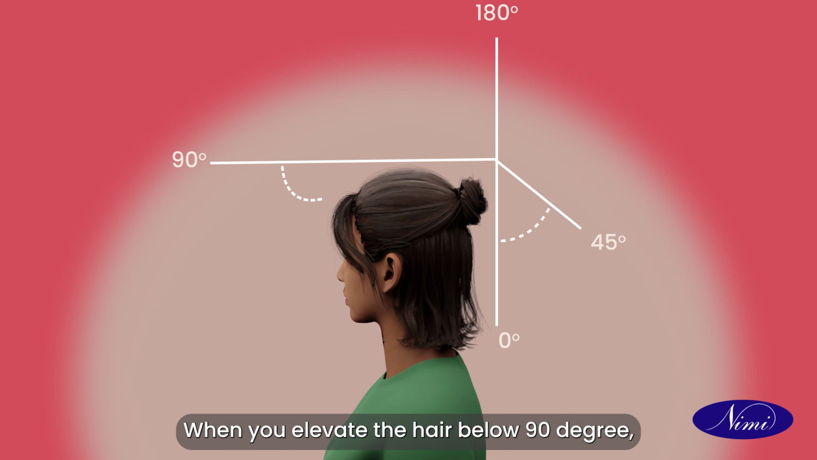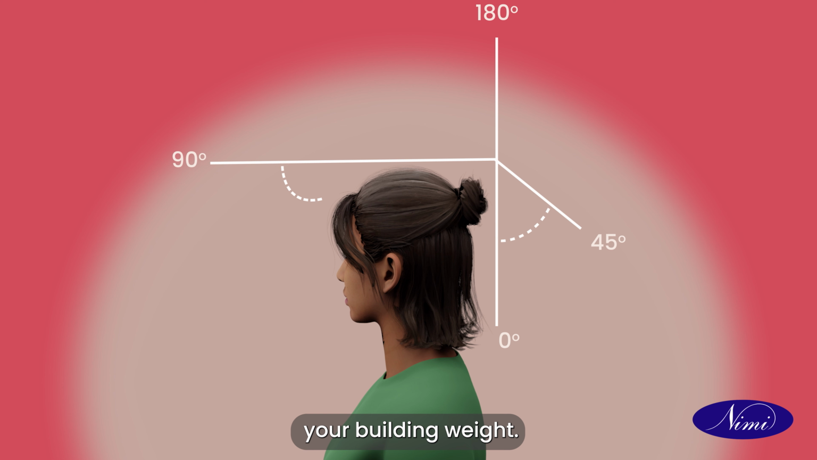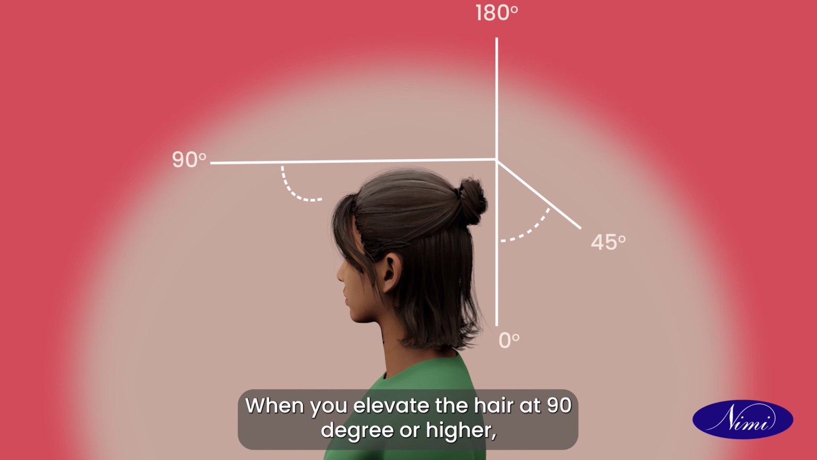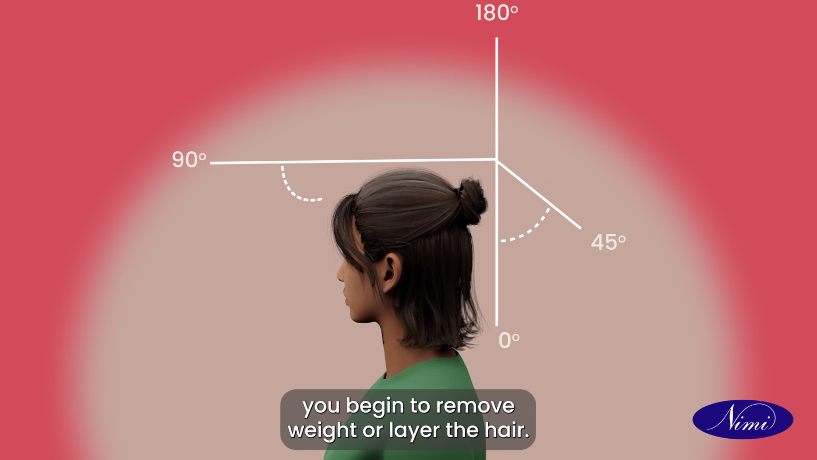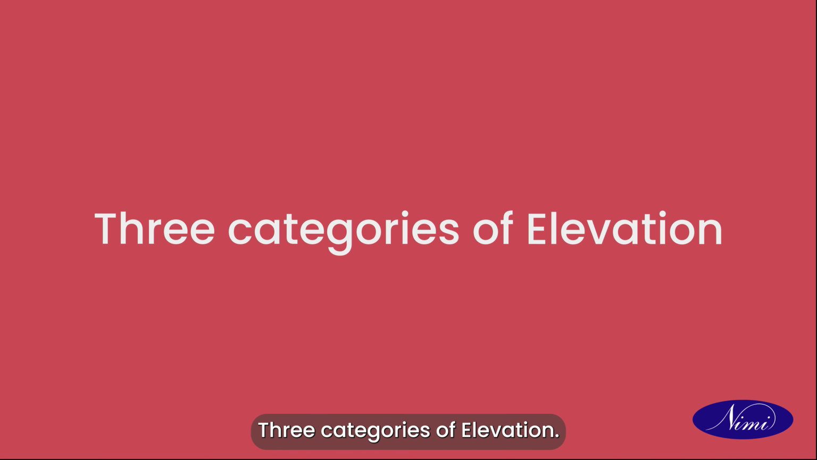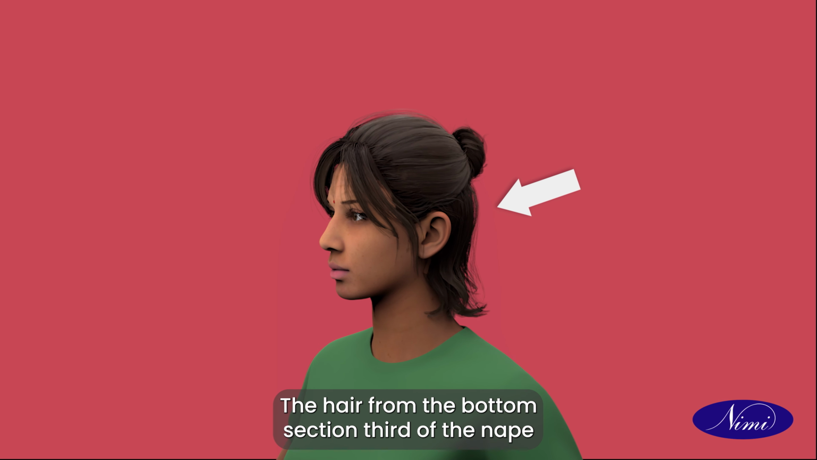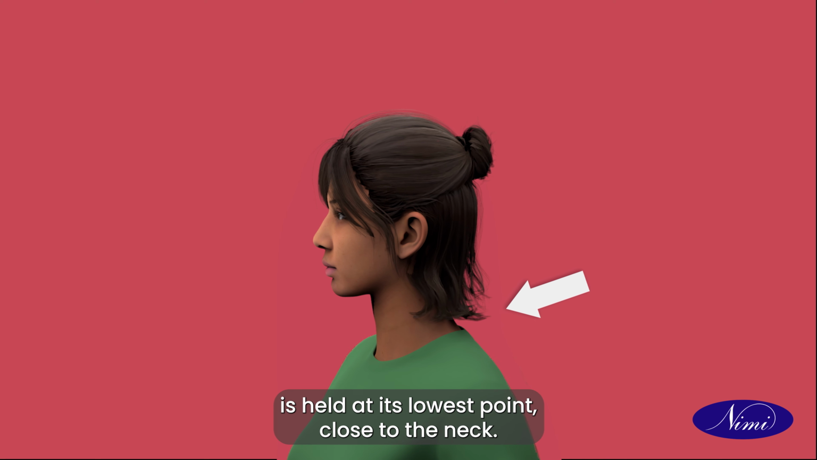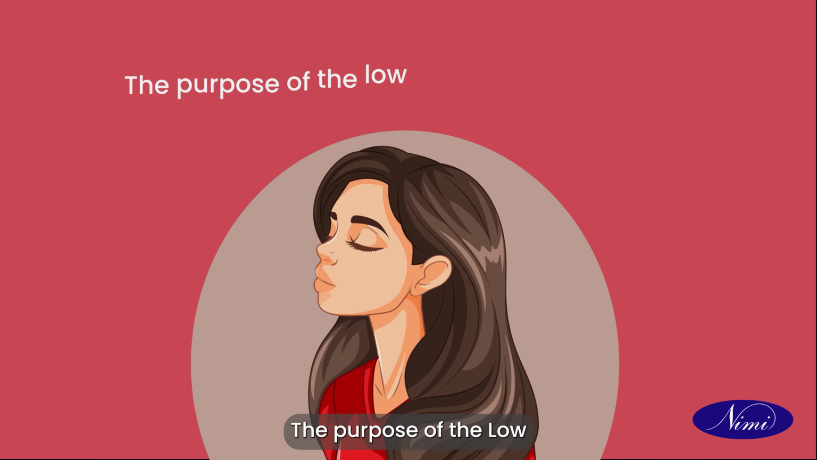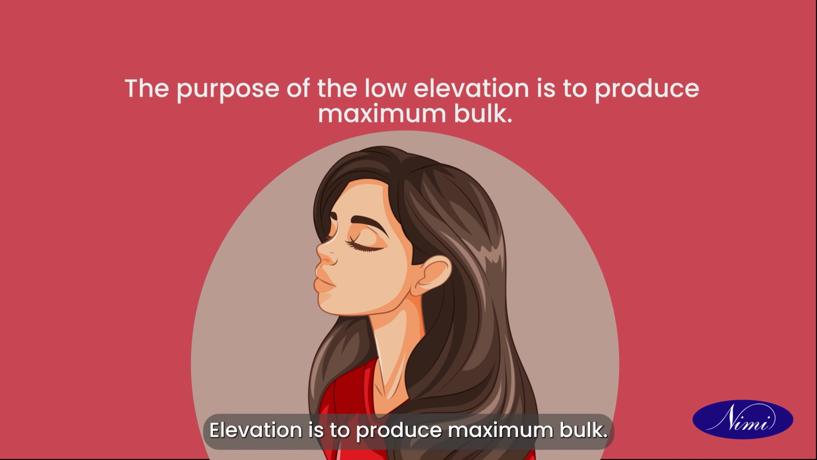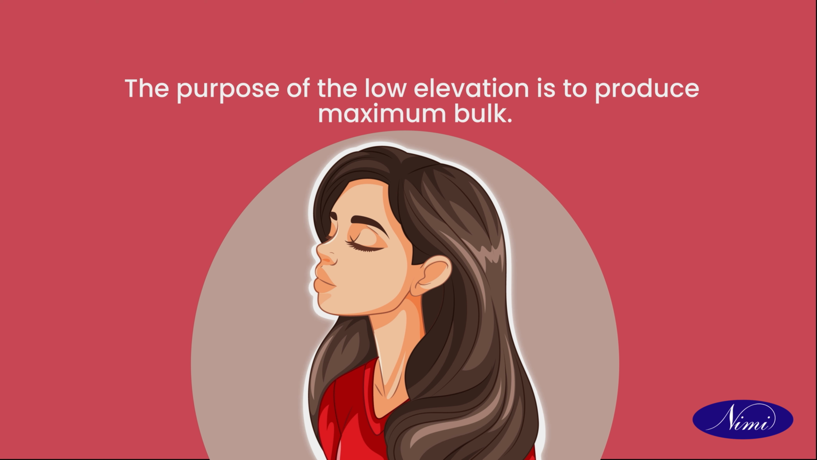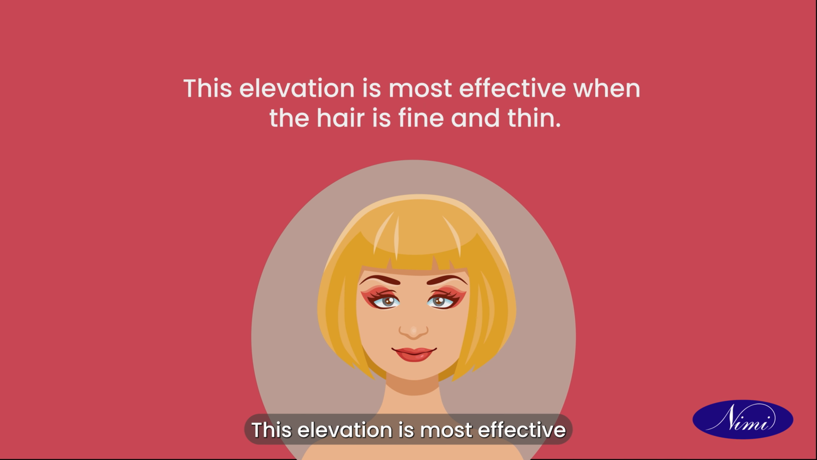When you elevate the hair below 90 degrees, you are building weight. When you elevate the hair at 90 degrees or higher, you begin to remove weight or layer the hair. There are 3 categories of elevation. Low elevation: the hair from the bottom section, the third of the nape, is held at its lowest point close to the neck. The purpose of low elevation is to produce maximum bulk. This elevation is most effective when the hair is fine and thin.